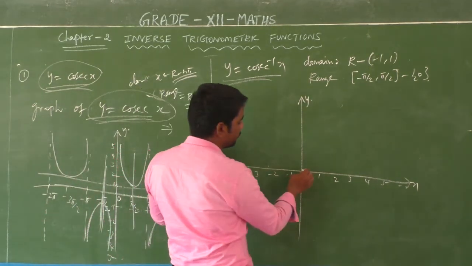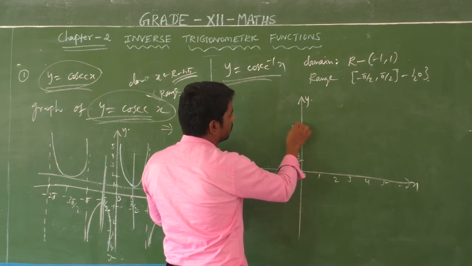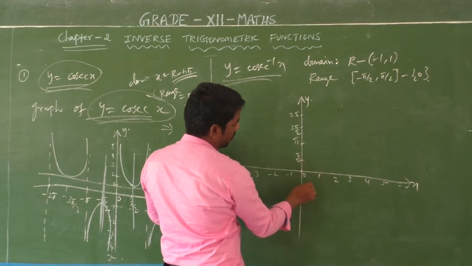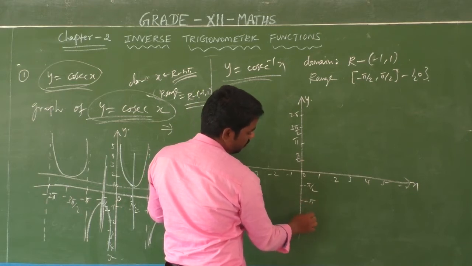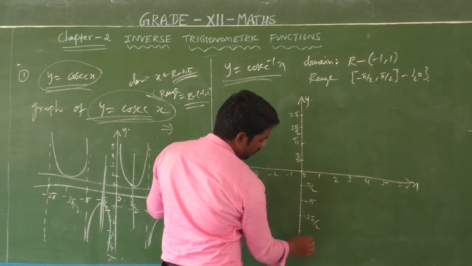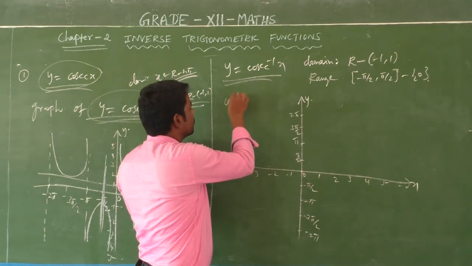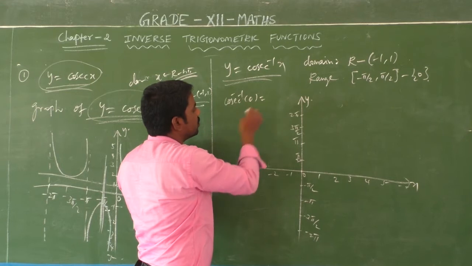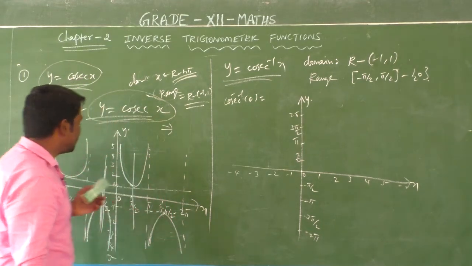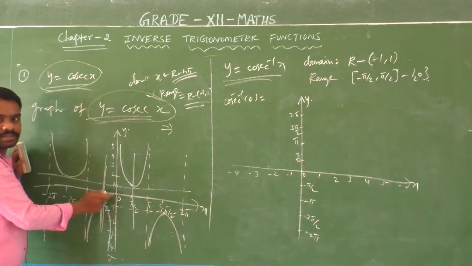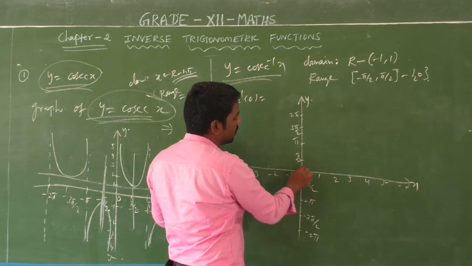Y values are 0, pi by 2, pi, 3 pi by 2, 2 pi, minus pi by 2, minus pi, minus 3 pi by 2 and minus 2 pi. You know the answer? Cosecant inverse of 0 is not defined. Listen, cosecant 0 is not defined, so also cosecant inverse of 0 is not defined.